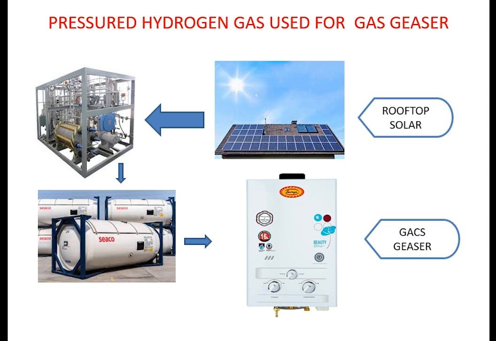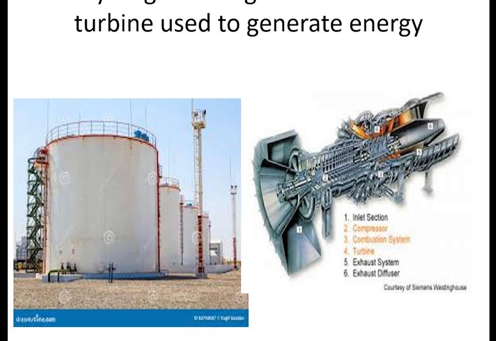And the other thing is if you store it in oil silos, these are oil containers, but you can use them to store the hydrogen gas and use it to operate a gas turbine. This is a gas turbine. And the main innovation nowadays is that these gas turbines are available with hydrogen gas application.